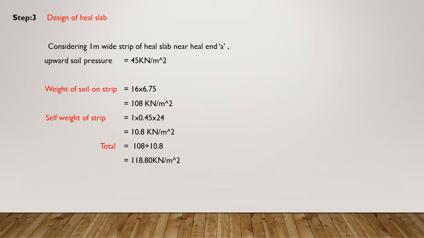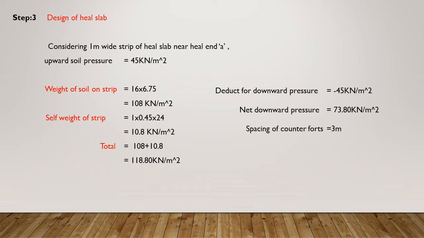So next, design of heel slab. Considering a 1 meter wide strip of heel slab, near the heel the upward pressure is 45 kilonewton per meter square. Then the weight of soil on the strip is 16 into 6.7, where 16 is the unit weight of soil and 6.7 is the height of the stem. So that is 108 kilonewton per meter square. Our downward pressure is minus 45 kilonewton per meter square. Then the self weight of the strip is 1 into 0.45 into 24, where 24 is the unit weight of concrete, 1 is the length of the slab, and 0.45 is the thickness of the base slab. So that is 10.8 kilonewton per meter square.